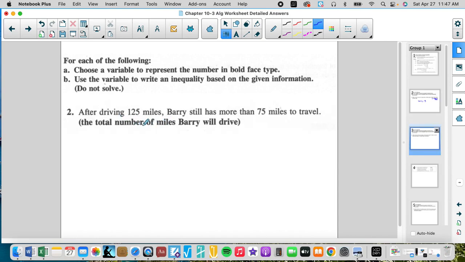Total number of miles Barry will drive. So we'll say T. T represents the total number of miles Barry will drive. After driving 125 miles, Barry still has more than 75 miles to travel. So that's important. After driving, so he's driven 125. Barry still has more than 75 miles to drive.